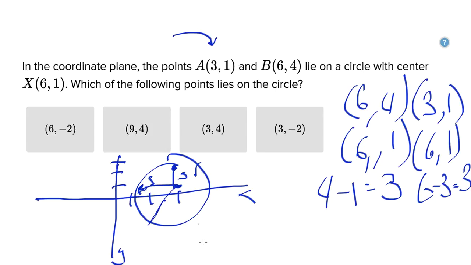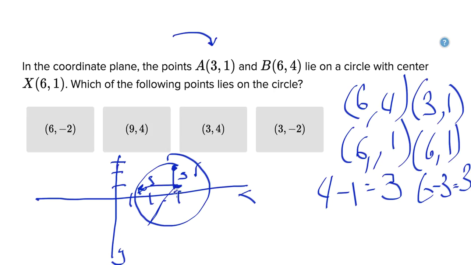So any point anywhere on the circle is going to have to be 3 away from the center of the circle. So knowing that now, let's just figure out which of these answer choices is located 3 away from the center of the circle. The first thing to consider here is (6, -2). So this is still at 6 over here, but instead of being at 1, it's at -2, which happens to be 3 y values underneath, actually.